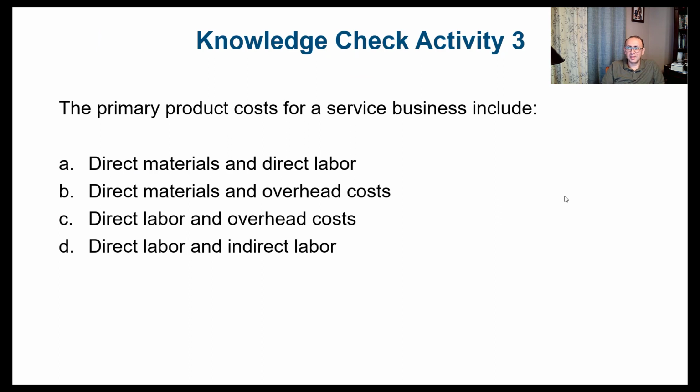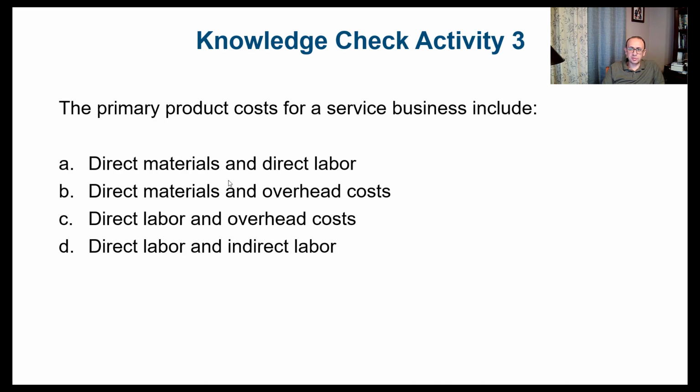So let's see this knowledge check. The primary product costs for a service business include: direct material and direct labor, direct material and overhead cost, direct labor and overhead cost, or direct labor and indirect labor. Remember, in a service business, it's unique that we don't include the material in our calculation. It's only part of the overhead.